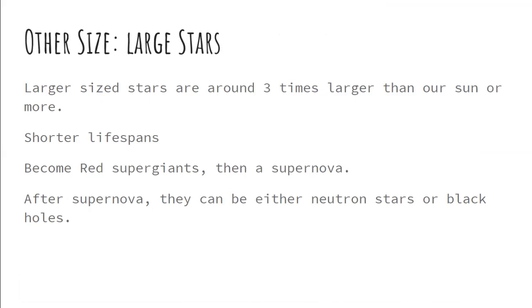All right, so now we're talking about large stars. These are around 3 times larger than our sun or more, and they have shorter lifespans. All large stars become red supergiants and then a supernova. But after the supernova, depending on how large it is, it'll either become a neutron star or a black hole. So let's go over that.